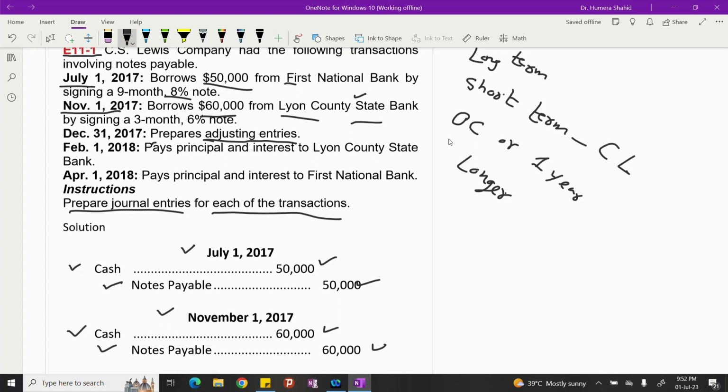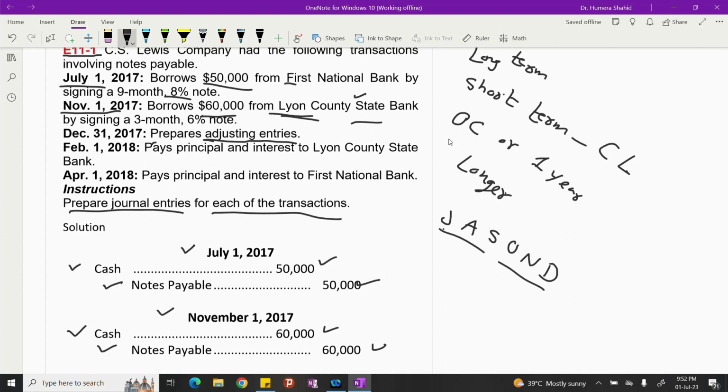Okay, then we need to count on the partial year factor, right? We borrowed on July 1st and it is now December 31st, 6 months, right? July, August, September, October, November, and December. So 6 months interest is due, right? So we will be recording 8% on 50,000 for 6 months interest on December 31st, 2017 for First National Bank.